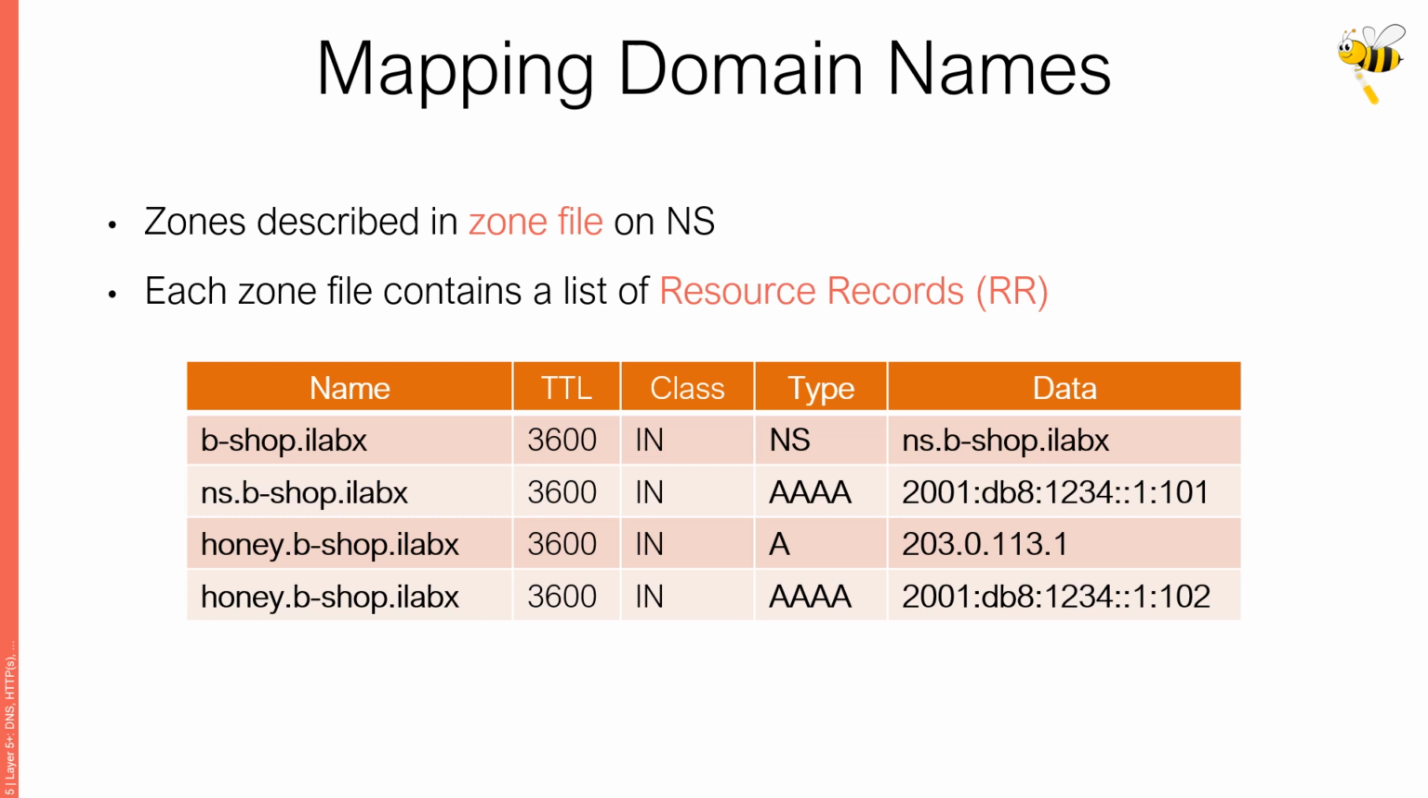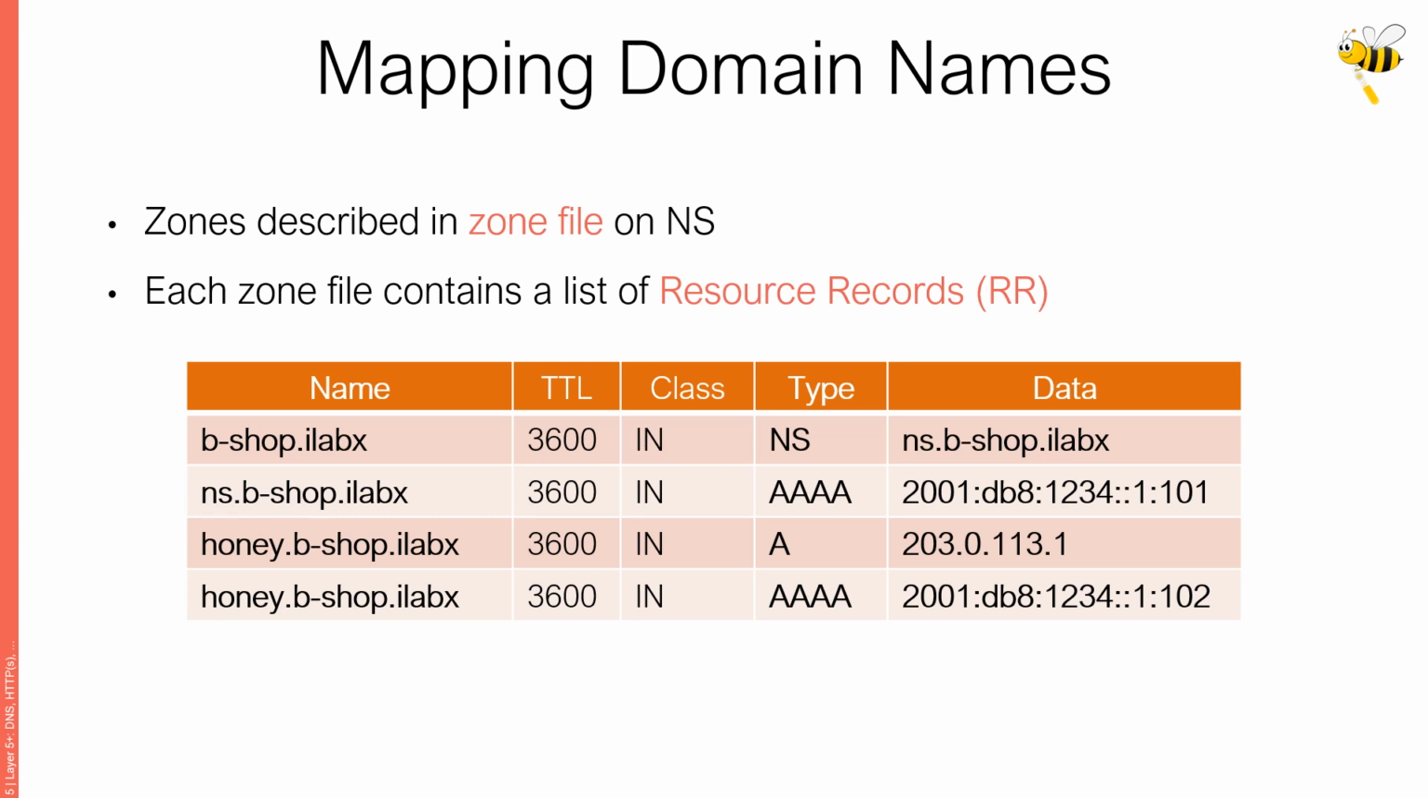The second line is of type AAAA or quad A, which means it contains a mapping between a domain name, in this case the name server from the first line, see the name field ns.b-shop.ilabx, to an IPv6 address, see the data field. The last two lines contain other examples for A or quad A records, where A records are used for IPv4 address mappings.